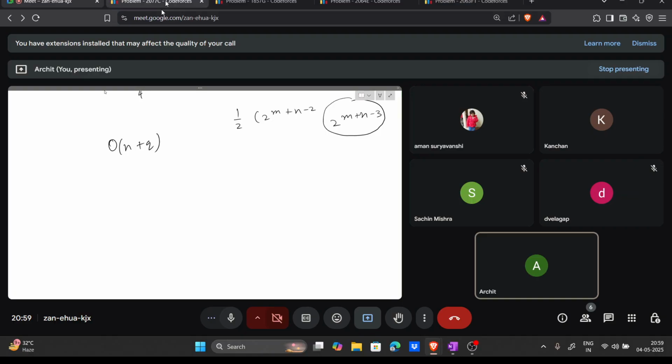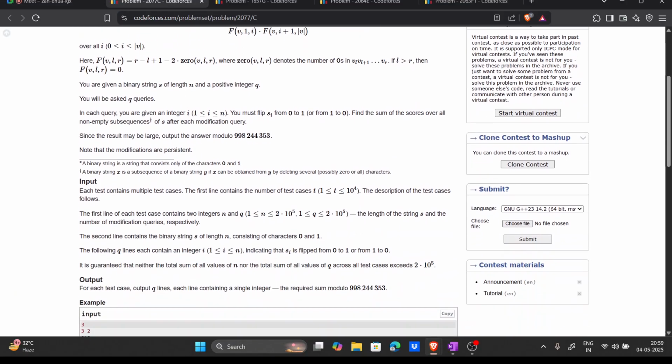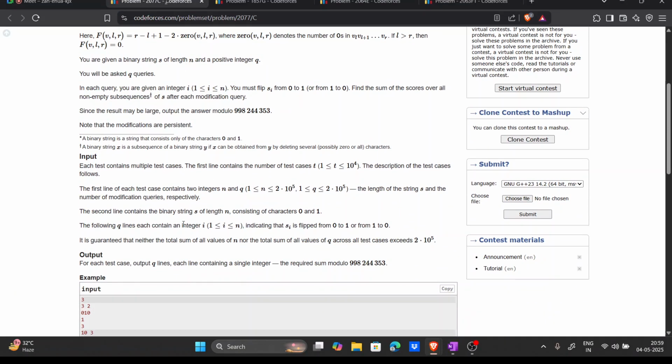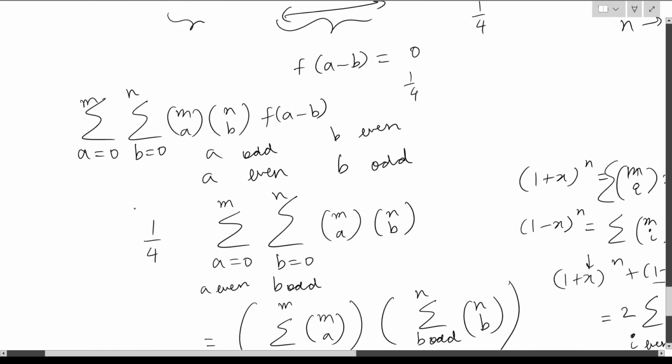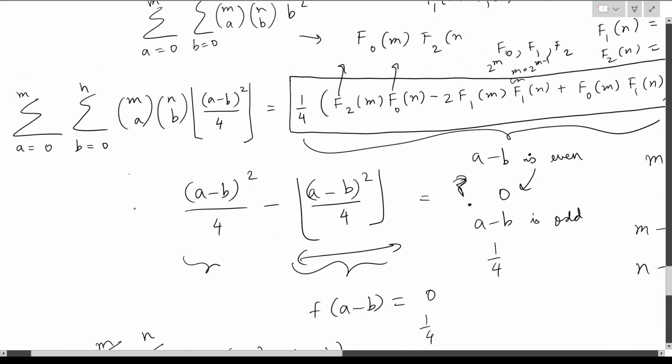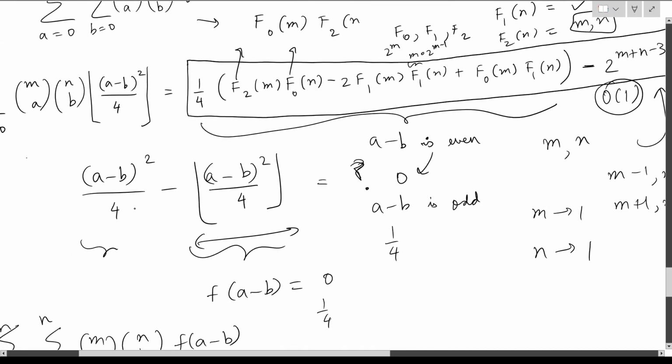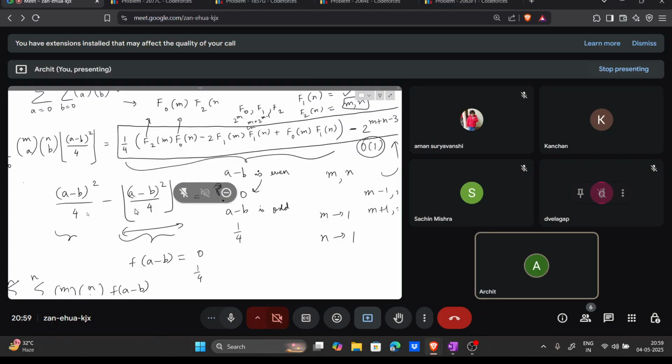Okay, so with that, this problem is done. I recommend you all solve this problem so that you understand all the arguments that were made. Yeah, I think that's it for this problem. Any questions?